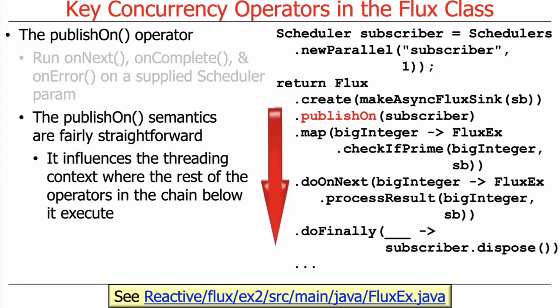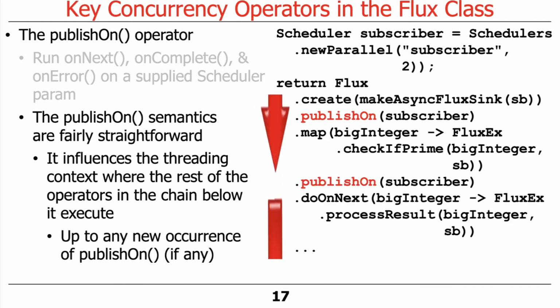publishOn says, I don't care where the concurrency was coming from before. At this point, and from this point onwards, it's going to run in this thread context, which in this case is another scheduler context with a single thread. It's got the name subscriber, and that's where the processing of the BigIntegers will happen. So we have one thread that's generating BigIntegers, one thread that's consuming and processing. And we'll look at that case study when we get to the case study part.